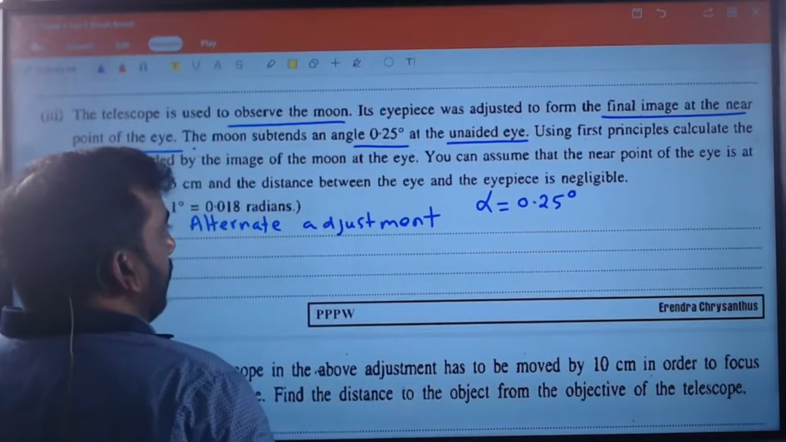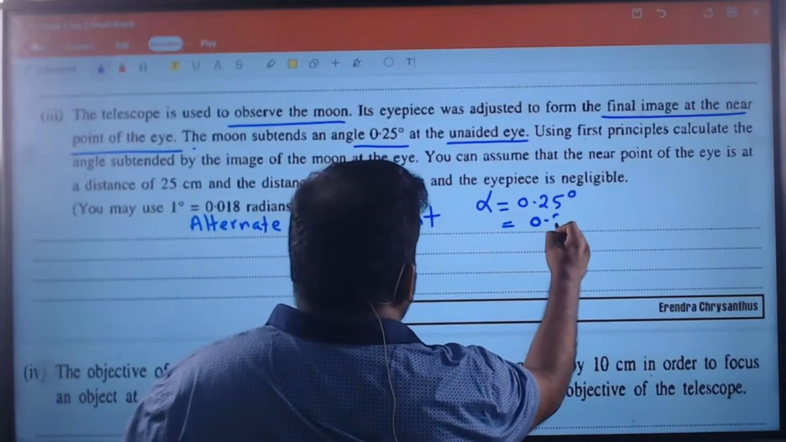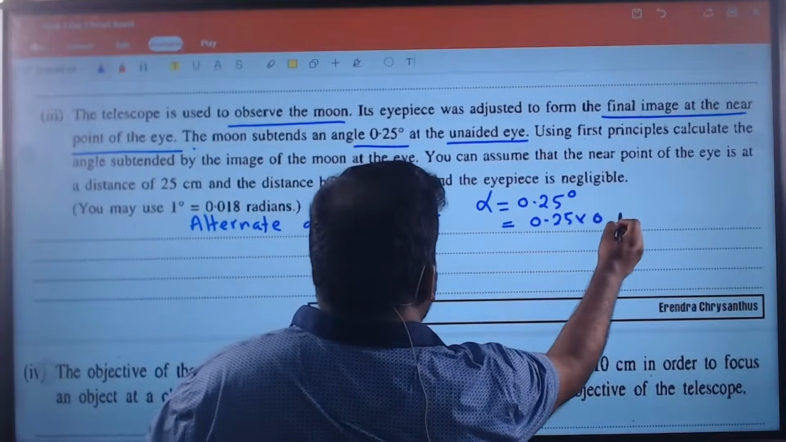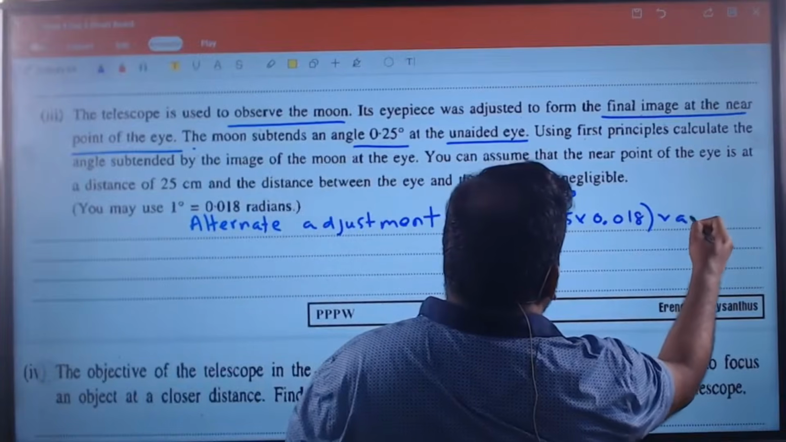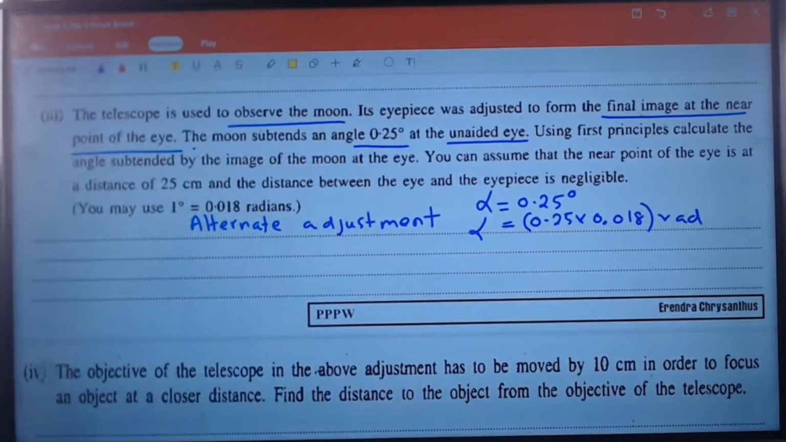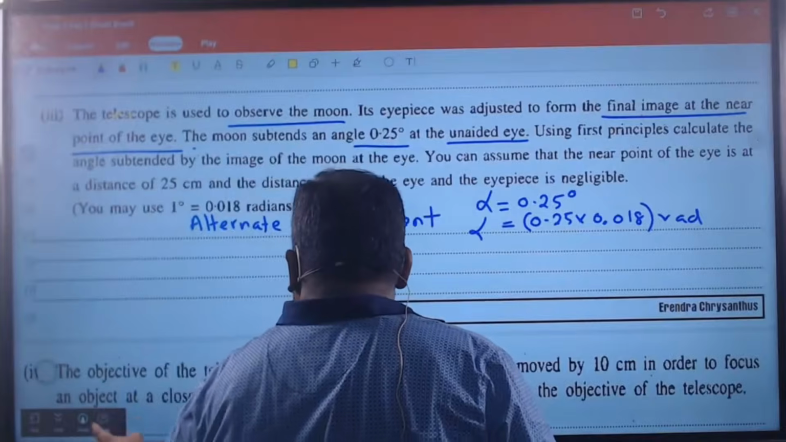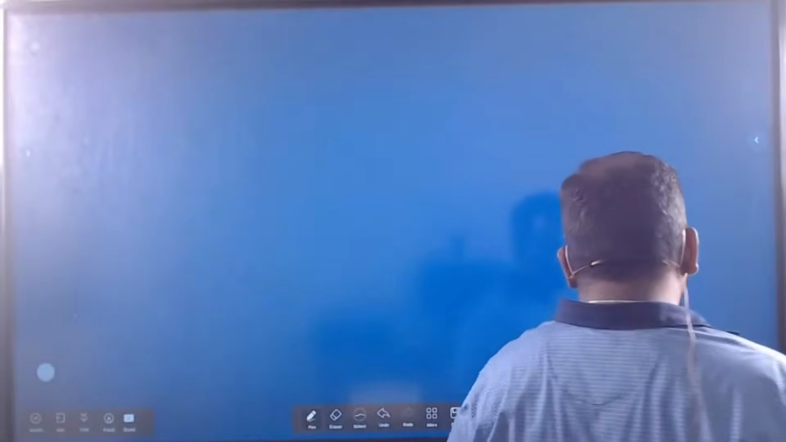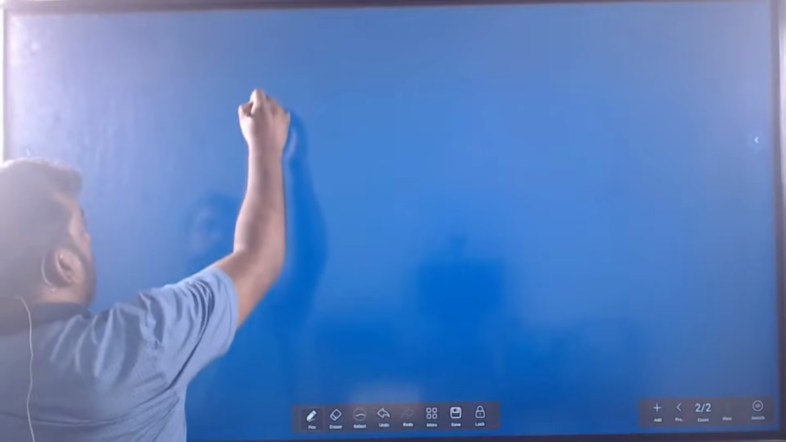1 degree is 0.018 radians. Remember, this should be in radians. So 0.25 multiplied by 0.018 gives you alpha in radians. Right. First, you must draw. Since you are drawing, going back, here you must draw again.